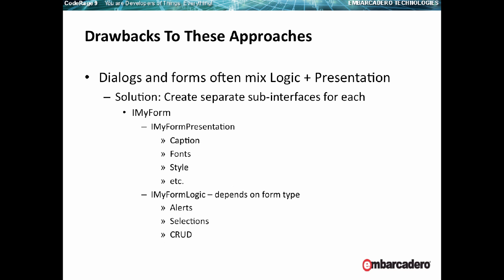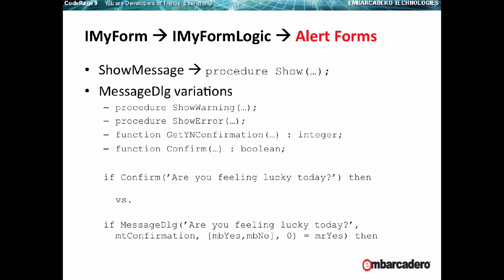Now, there's the other problem that a lot of dialogues and forms very frequently will mix logic and presentation attributes. So what we might want to do is create separate subinterfaces for each one. If we have IMyForm, we might want to compose it of IMyFormPresentation, which has all the presentation attributes, captions, font styles, things like that, and then IMyFormLogic. And that interface is going to depend on the type of form. So for instance, if we're working with alert forms, the show message method we might want to hide behind just the show method. We could create for message DLG variations, show warning, show error.